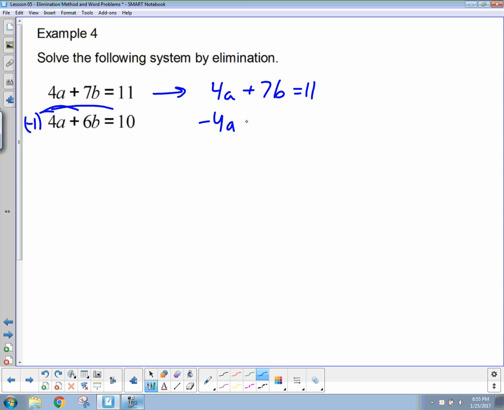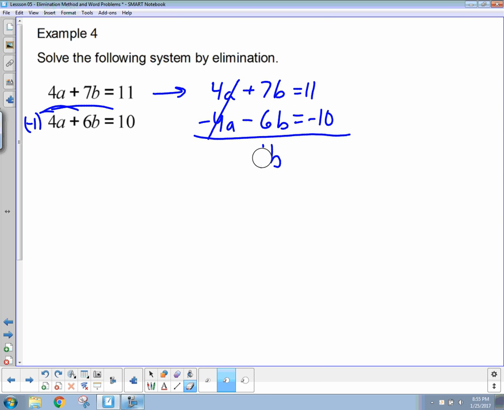These are b's. Excuse me. Those cancel. We just have a b. It's going to be 1b, but we don't need that 1 there. And then 11 minus 10 is 1. So b equals 1. Take that, plug it back into one of the equations.